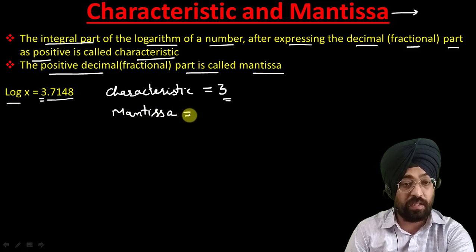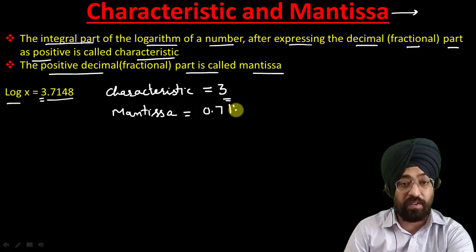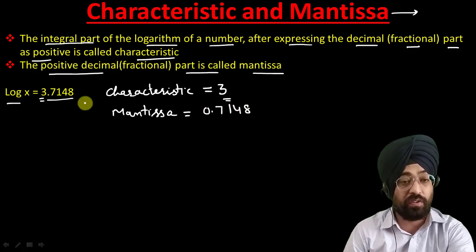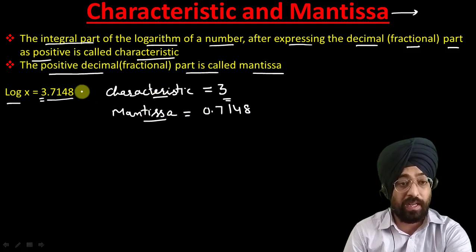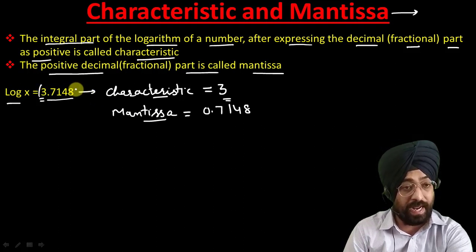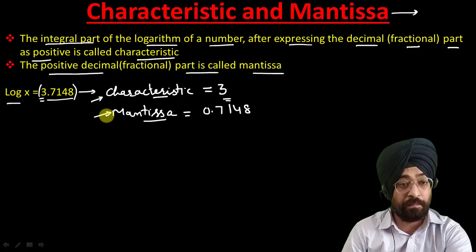mantissa of this number is 0.7148. So first of all, characteristic and mantissa are for the result of a log. The log of a number, the result which we obtain, that result has two parts. One part is called characteristic and the second part is called mantissa.